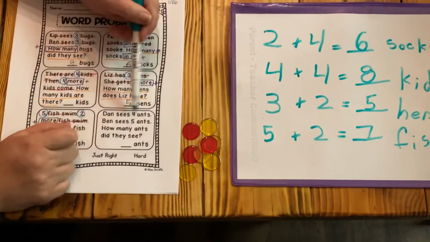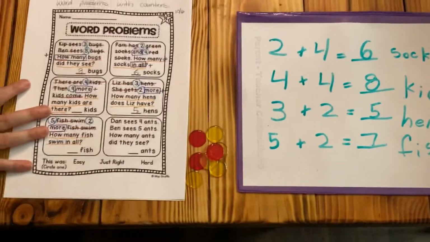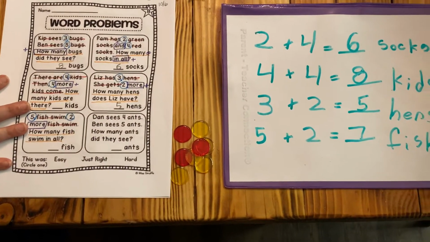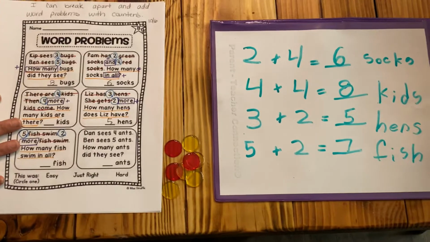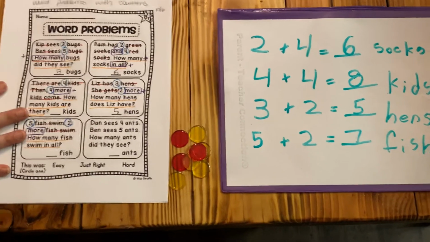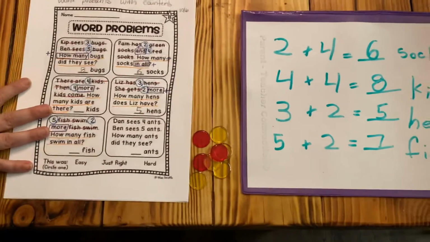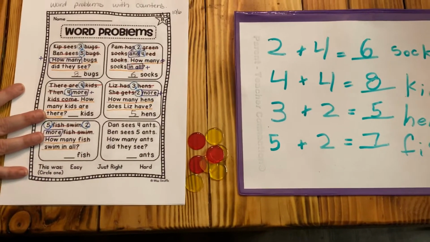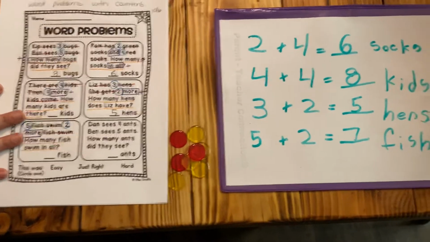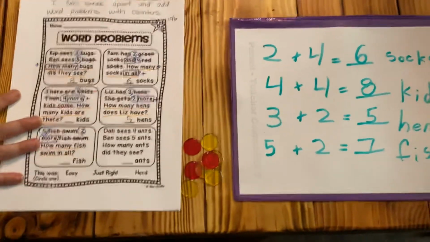Dan sees 4 ants. Ben sees 5 ants. How many ants did they see? Okay, pause your video. Circle your numbers. Underline your question. Box your math action word. And get rid of your junk.